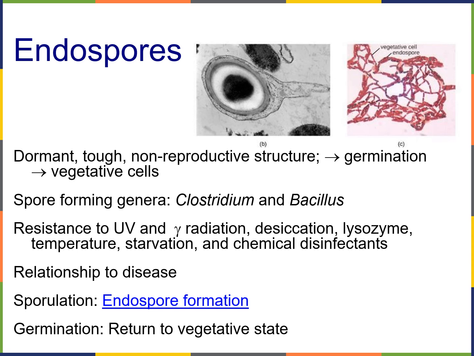I said in the last chapter that they are very, very hard to kill. They're dormant. They're very tough. There's a strong relationship between endospores and bacteria that cause disease. To date, we've only found two genera of bacteria that produce endospores: Clostridium and Bacillus. I gave some examples in the last chapter of different diseases caused by Clostridium and Bacillus.